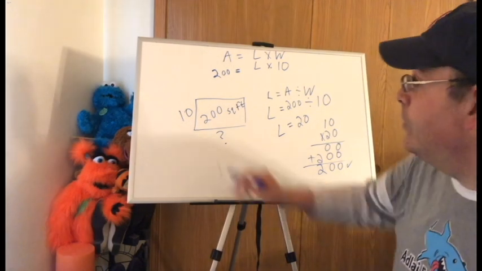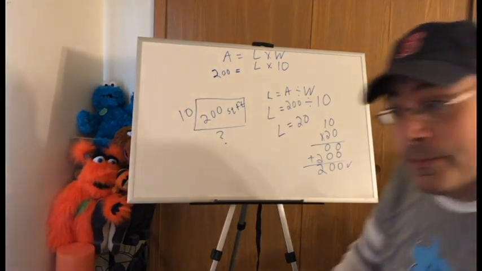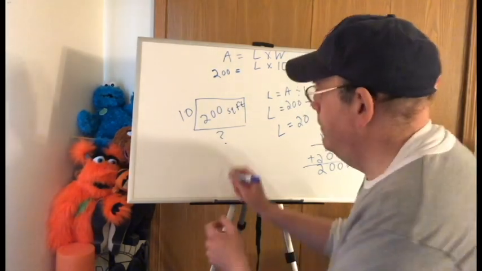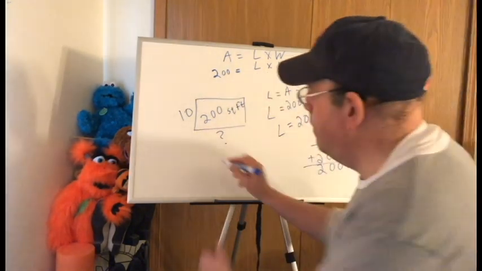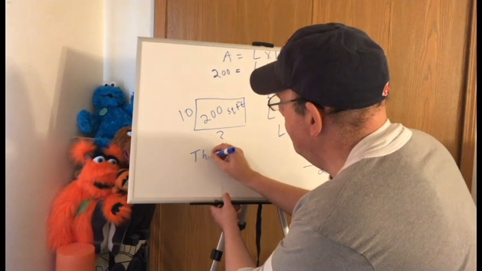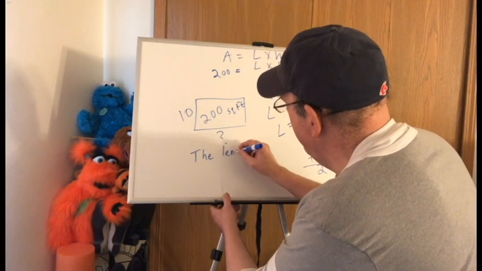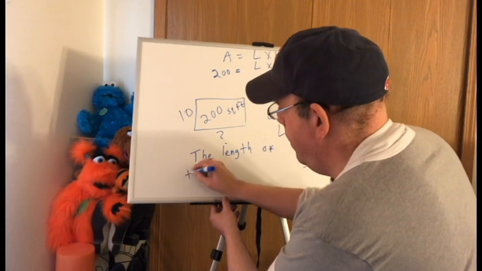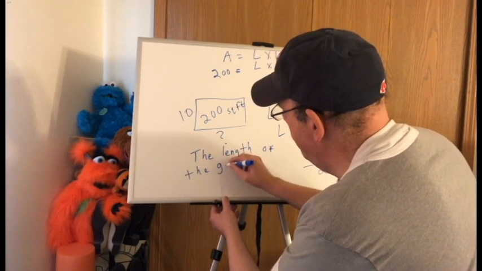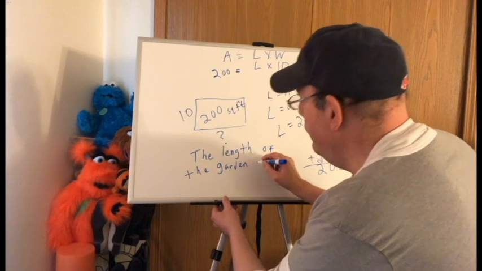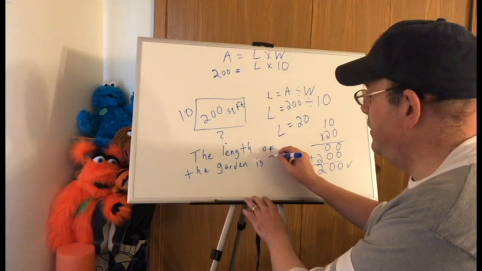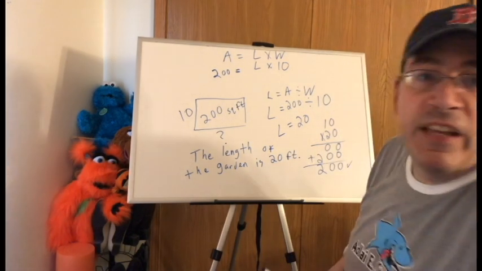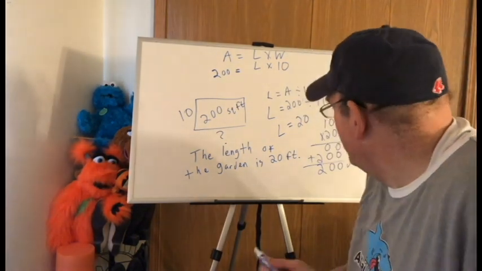We read the problem, we drew the picture, we did some calculations. Let's write our answer. So remember, we were solving for length. The length of the garden is 20 feet. And I use the FT for the abbreviation there.